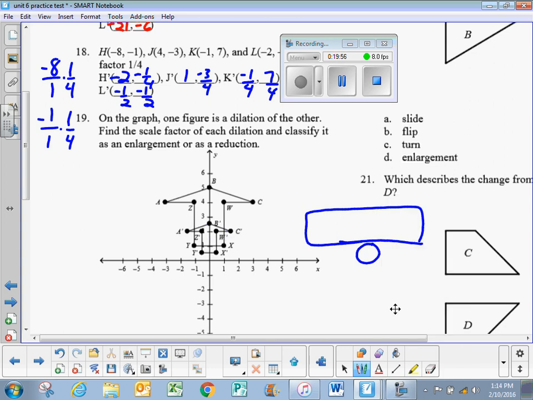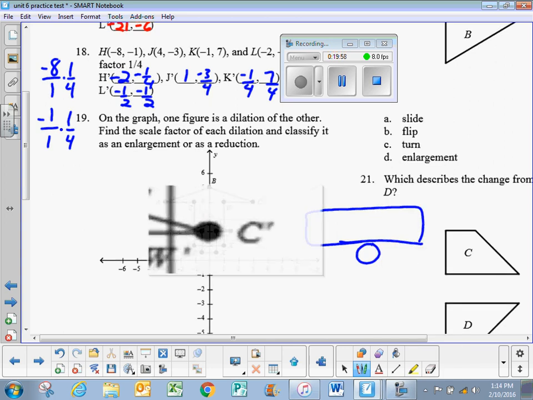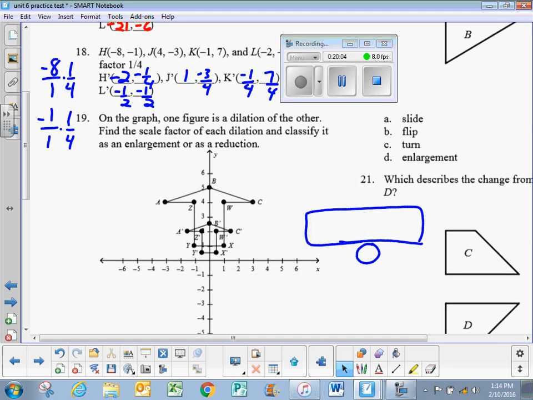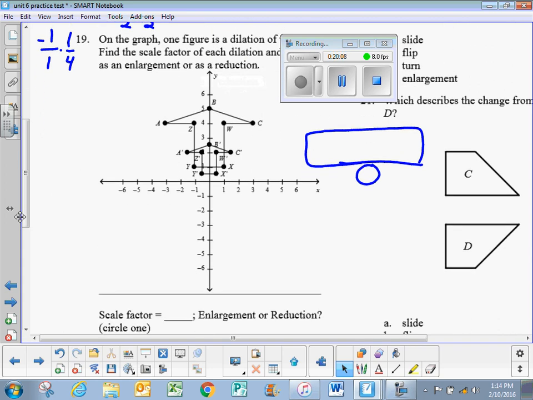Okay, so see that prime mark? That means it was already transformed. That means it was after the fact. So did it get bigger or smaller? Smaller. This is the smaller one, guys. So it's a reduction. So this is how many units? This is 1 unit, and this is 2 units. So everything is half as big. So the scale factor is 1/2.